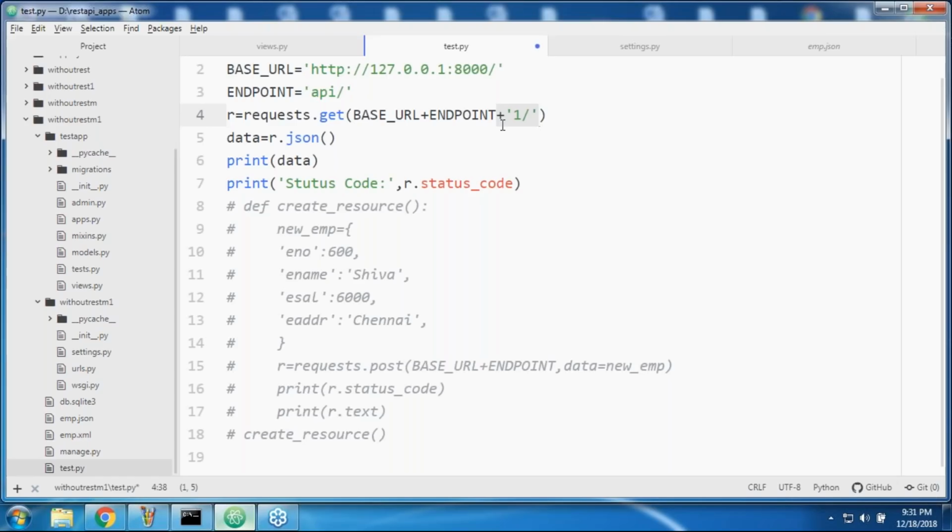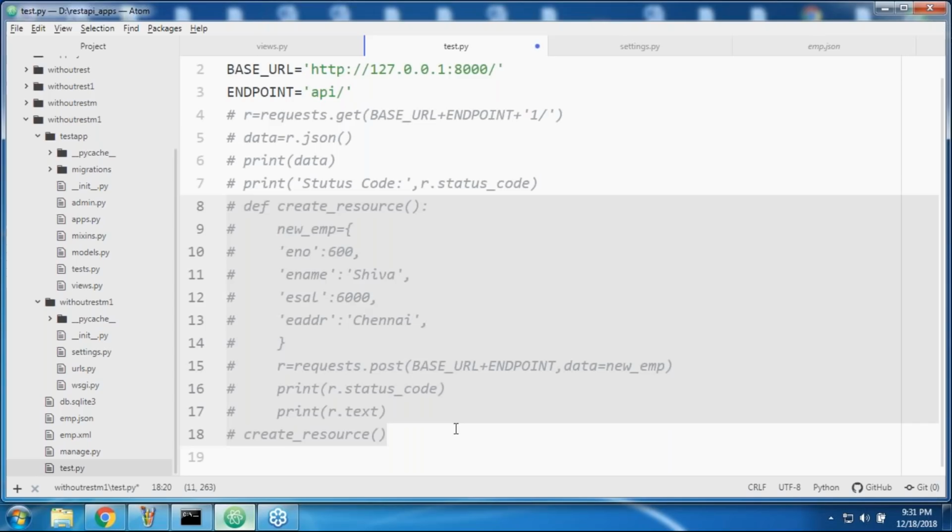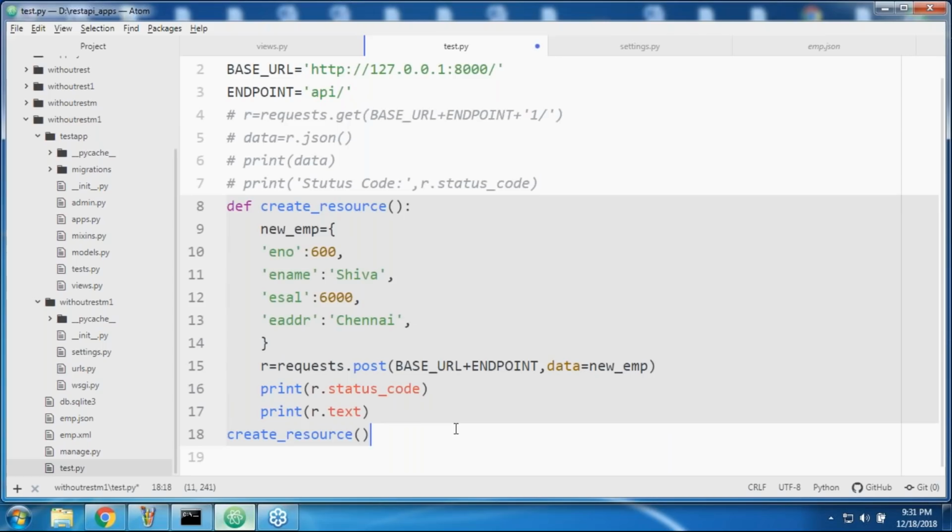Next, take very special care. Let me comment this out. All these things I will explain in our course. Don't worry about this, because these examples I covered for offline students. Now have a look once. What is this one? A Python dictionary: employee number, employee name, employee salary, employee address.